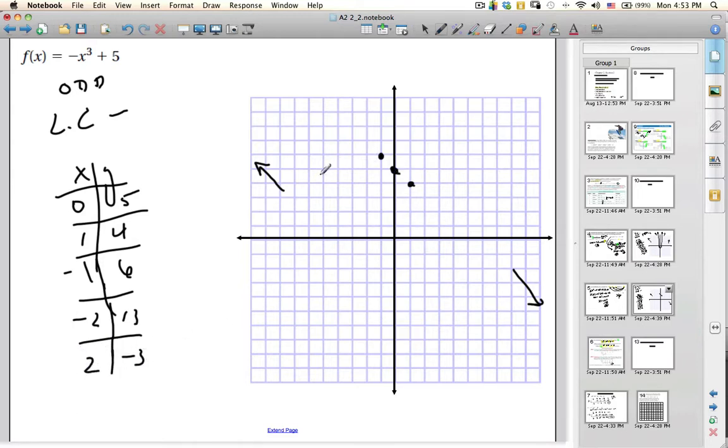So what we're going to find here as we go forward, -2, 13 is way up here. And +2, -3, 1, 2, 3 is here. So you can see that this graph comes through here, kind of flattens out a little bit and heads down like this. Right? So it gives this little wiggle in the middle.